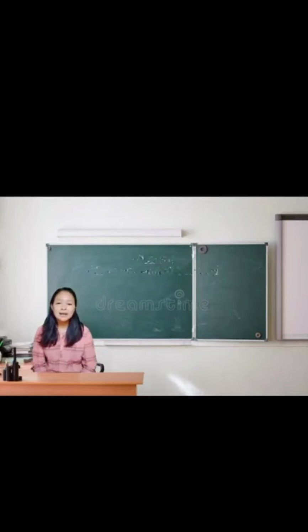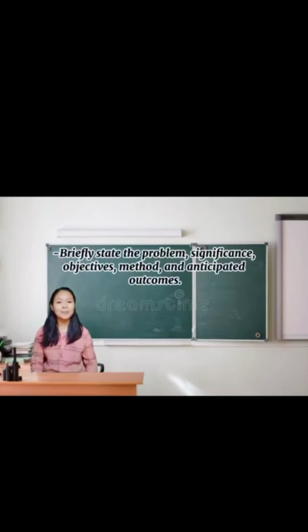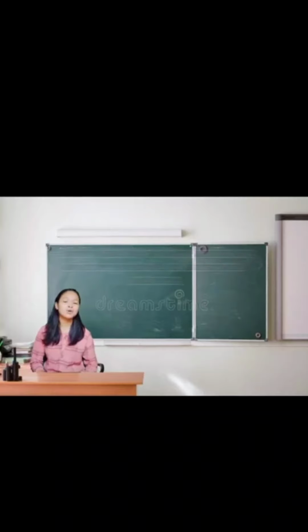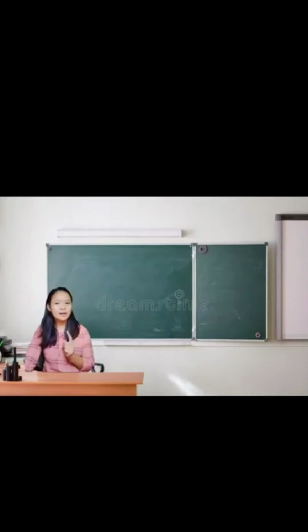Next is the abstract. Abstract is also called the project summary. Under the abstract, you can briefly state the problem, the significance, the objectives, methods, and anticipated outcomes. Moreover, the typical length is 150 to 250 words, and this may be the first and or only thing a reviewer reads. So I want you to write this last and with enthusiasm.